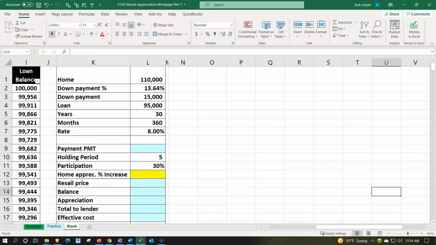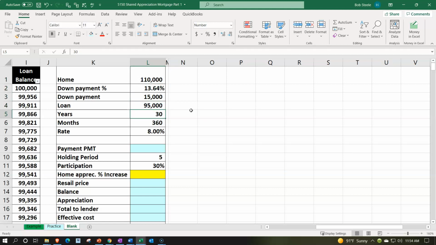So here we go. We're going to have our information, 110,000 on the home. We're going to say the down payment is this 15,000. So we're getting a down payment of the 15,000, and then we've got the loan. That means the loan's going to be at the 95,000. So we've got the home valued at the 110. Important point: the loan at the 95,000.